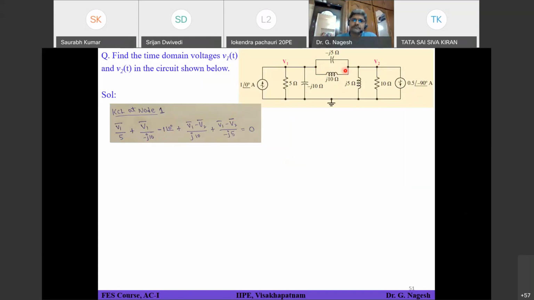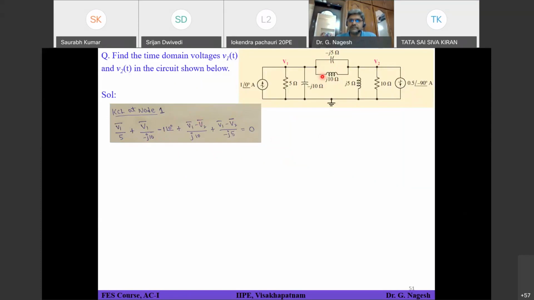Which one? This one? Yes, sir, it is -10J. Okay. So we can reduce the parallel combination, or without reducing also we can solve that. Both methods are correct. The final expression will be the same.